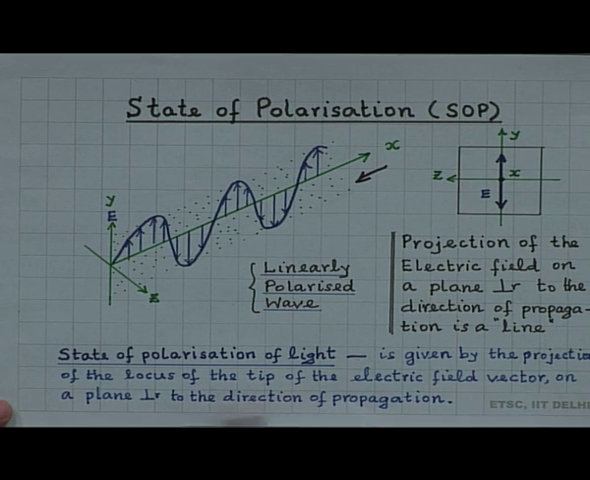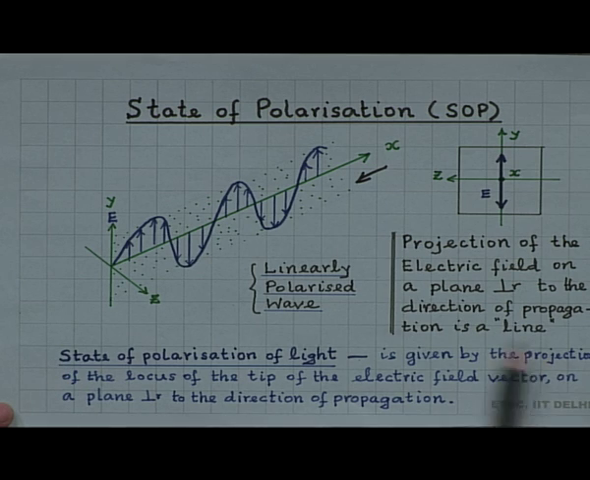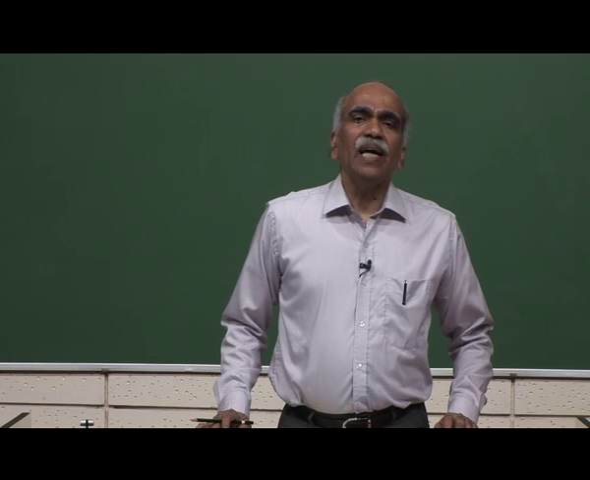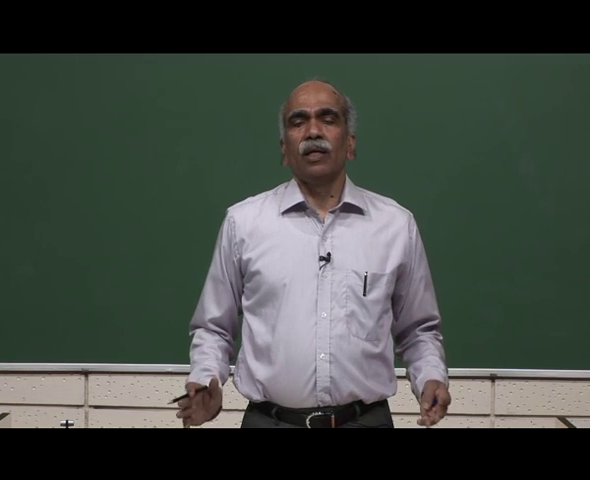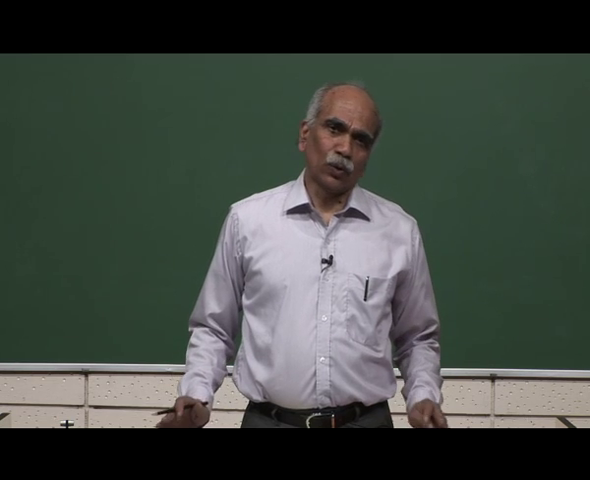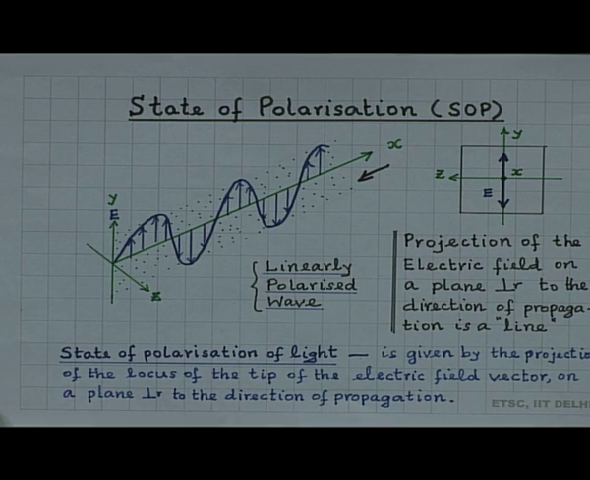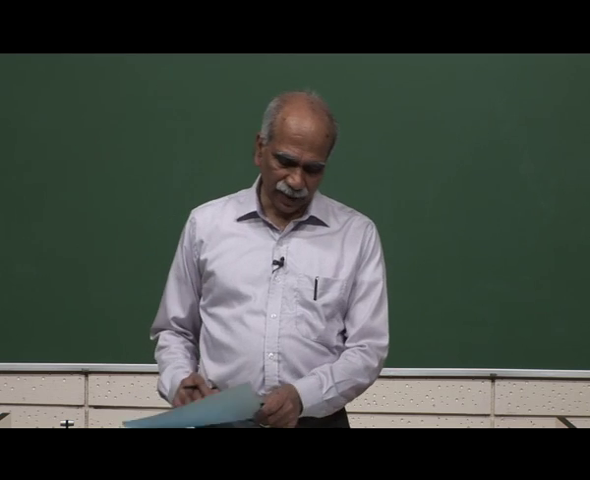It is the projection of the locus of the tip of the electric field vector on a plane perpendicular to the direction of propagation. One need not remember this definition, but this explains any state of polarization. In this course, we will see primarily linearly polarized light, but there are different states of polarization, namely circularly polarized light, elliptically polarized light, and so on. So, this definition given here will help in identifying the state of polarization of light. So, we will primarily discuss linearly polarized light.